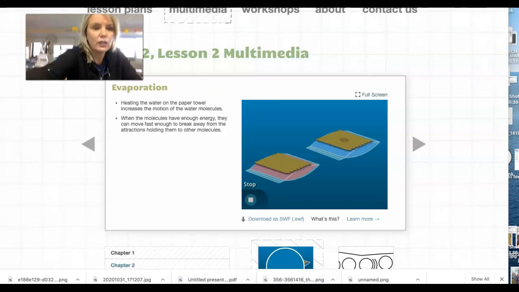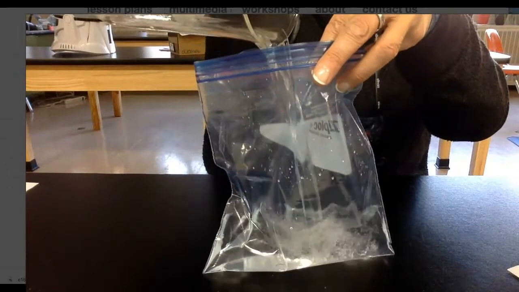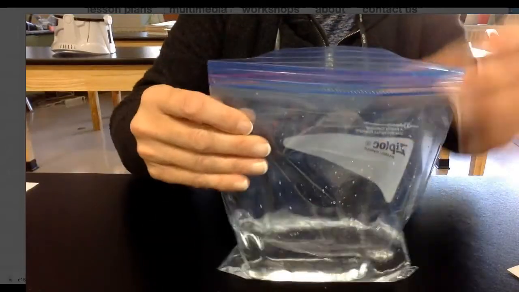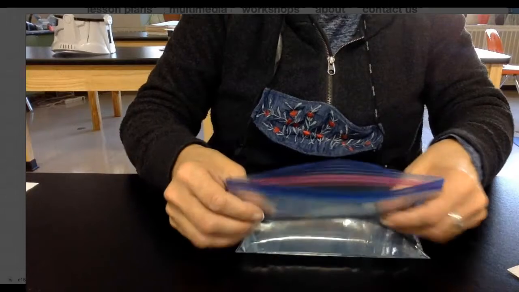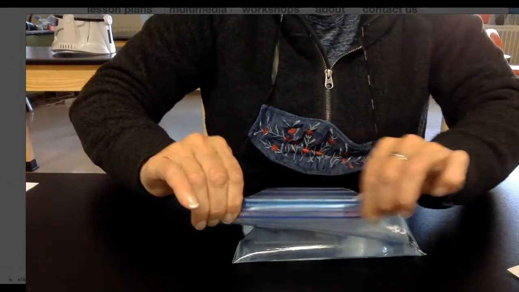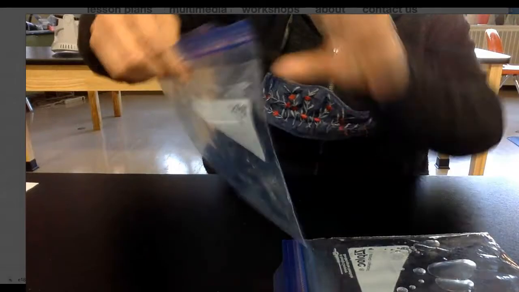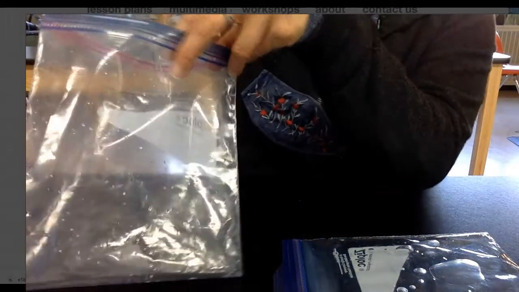Okay, so I'm going to show that with a little mini lab here. I've got two baggies of water. Actually, I've got two empty bags right now. I'm going to put some room temperature water into this bag and seal it up so I don't spill all over. Okay, so this is room temperature water. And then I am going to put some warmer water, not too hot because you don't want to melt the bag, into this one.